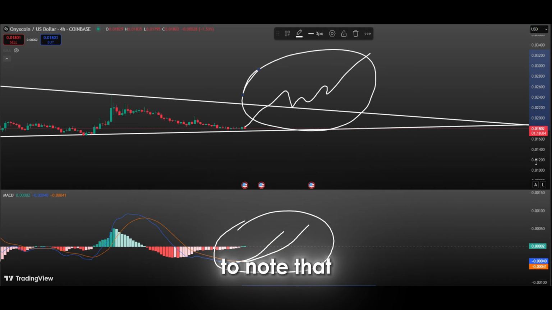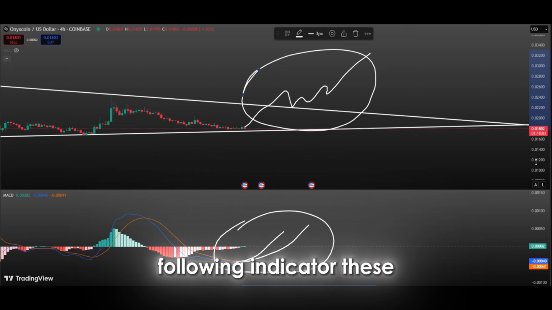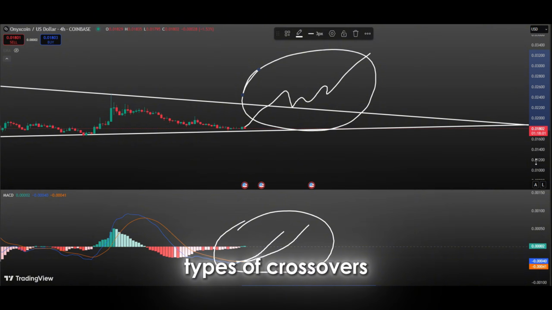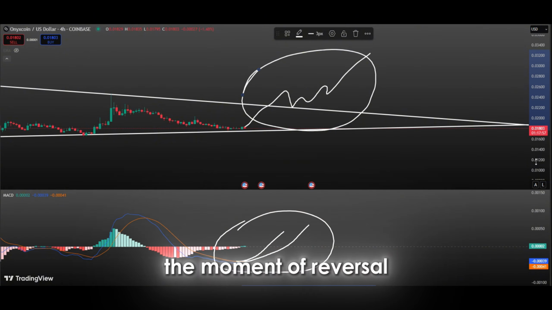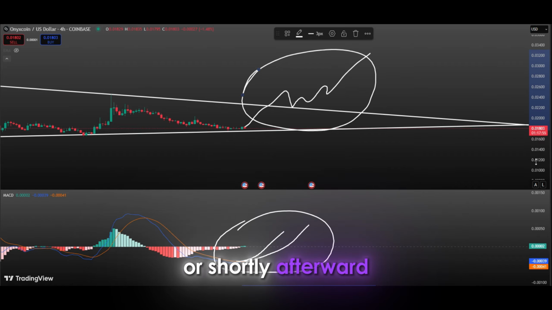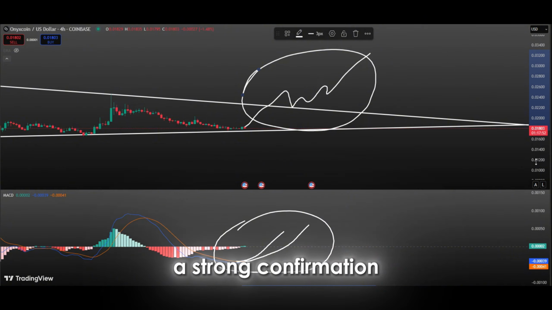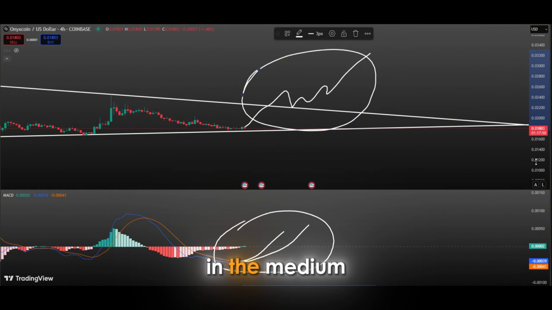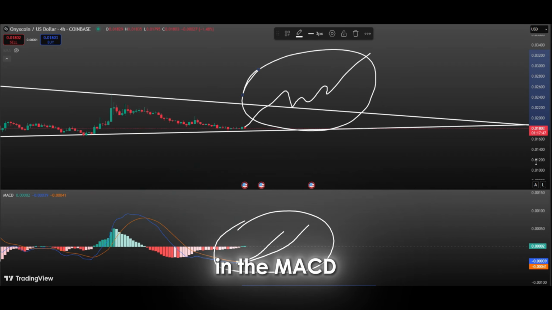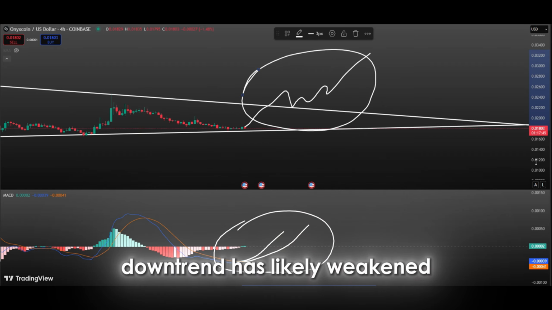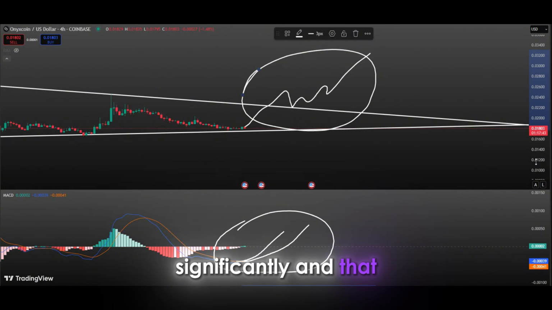However, it's important to note that the MACD is a trend-following indicator. These types of crossovers typically do not occur at the very start of a trend, but rather at the moment of reversal or shortly afterward. So even if the signal comes with some delay, it serves as a strong confirmation of a trend change in the medium to long term. The current upward crossover we are observing in the MACD suggests that the downtrend has likely weakened significantly and that buyers are beginning to regain control of the market.